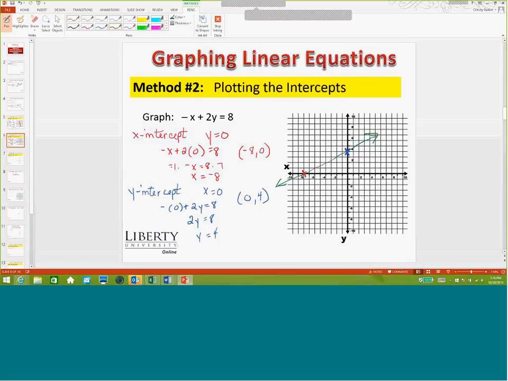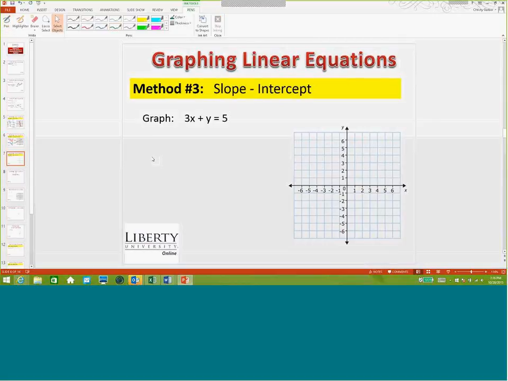Right, so graphing the intercepts, the x-intercept is the point where the line will cross the x-axis and y is equal to 0. The y-intercept is the point where the line crosses the y-axis and x is equal to 0. To find the intercepts, you just plug in 0 in place of the other variable and solve for whichever intercept you're trying to find. Okay, the third way is to graph a line using slope-intercept.